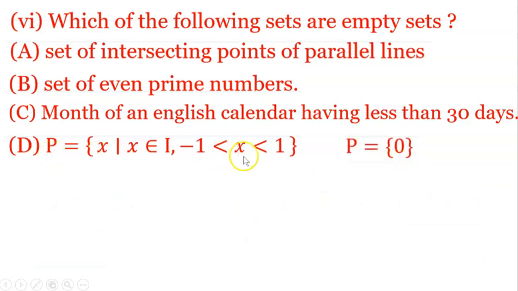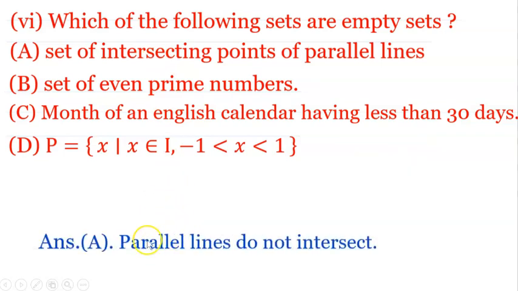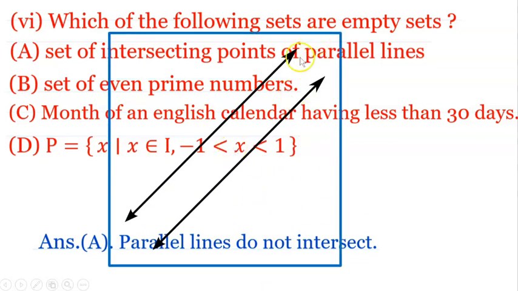Therefore again this set is not empty, this C is not empty, B is not empty, only option A is a correct one. That is, when two parallel lines do not intersect, therefore the set of intersecting points of parallel lines is the empty set. Option A is the correct one.